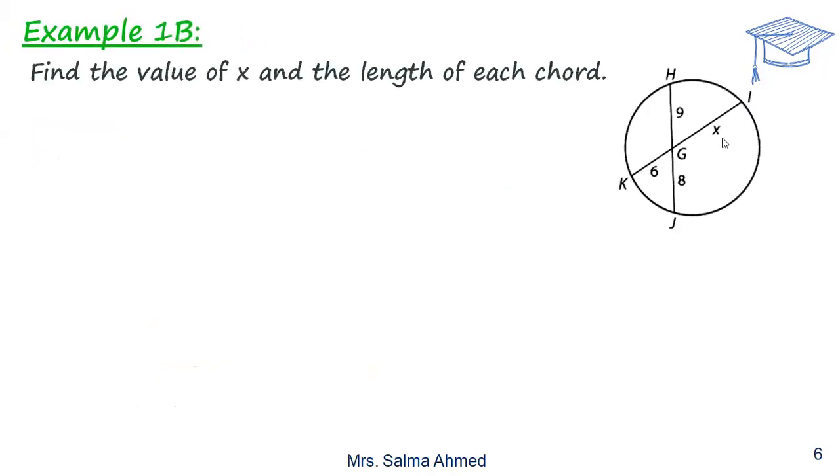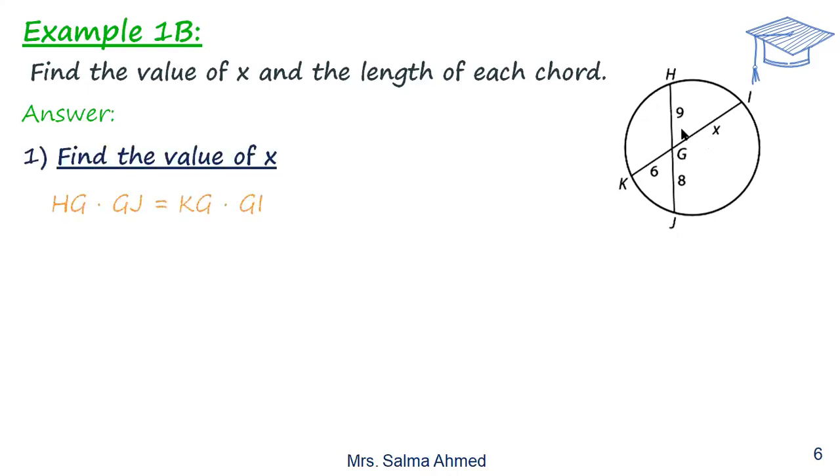Let's have another one. Find the value of X and the length of each chord. Here I have the circle and two chords, and one chord is divided into two segments and the other chord into two segments. Now I'm going to find X by applying the chord-chord product theorem, which is HG times GJ equals KG times GI. So this is the chord-chord product theorem.